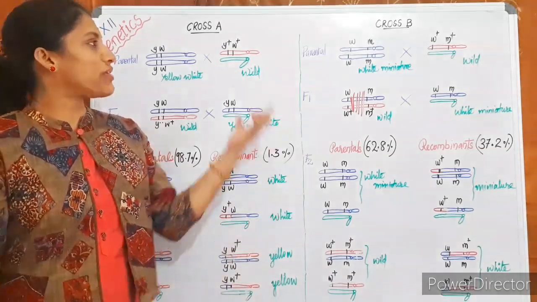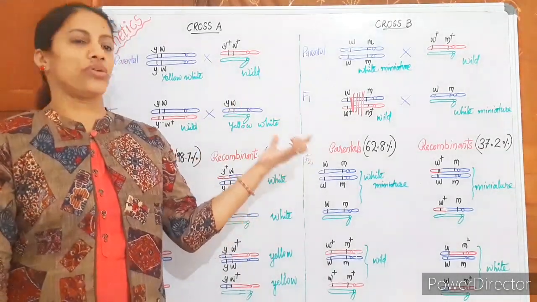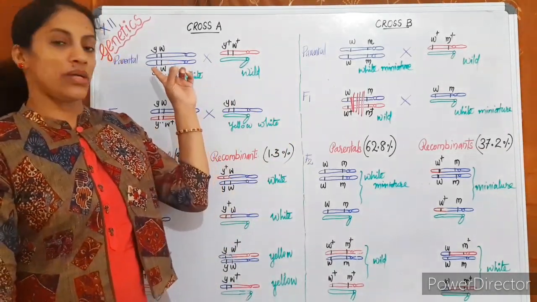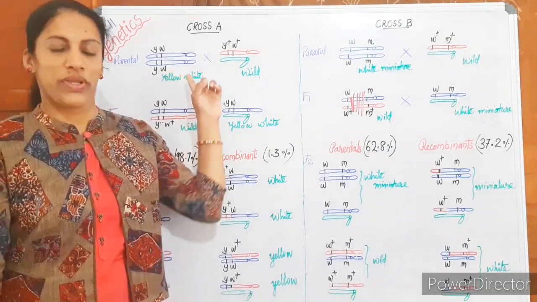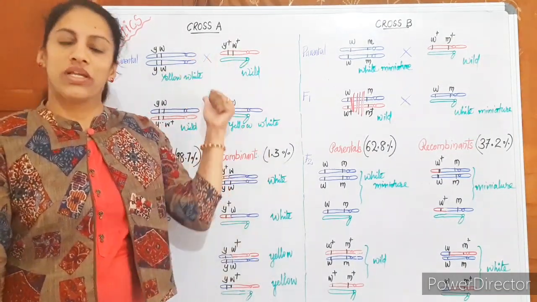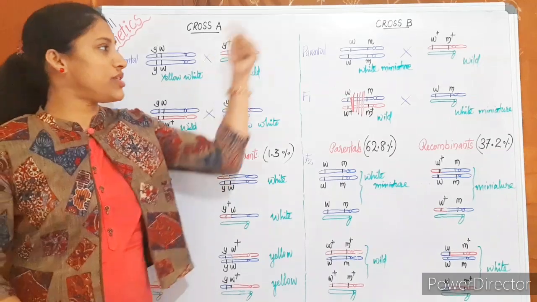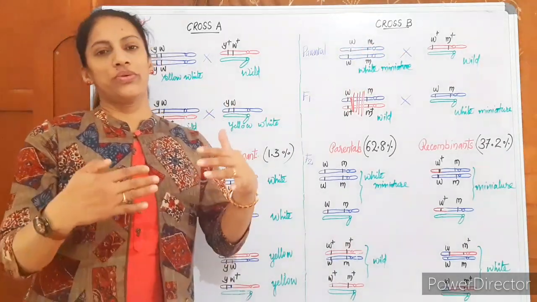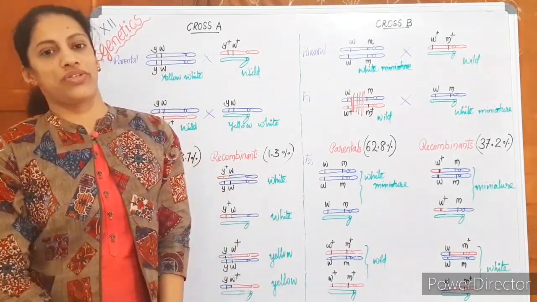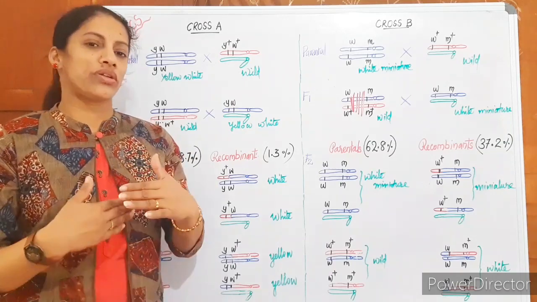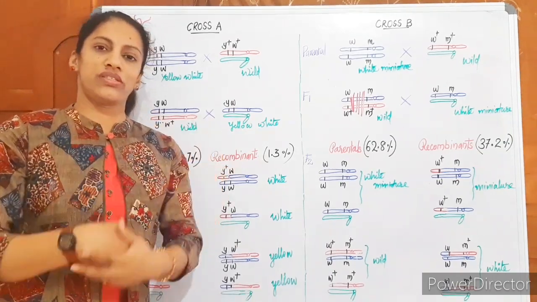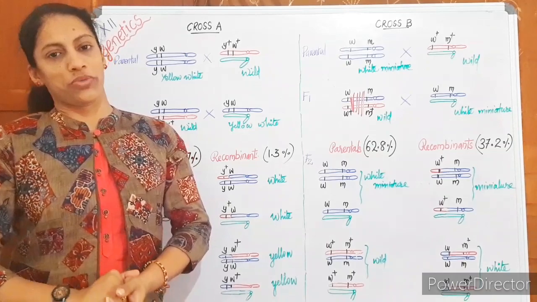So if there is a question related to linkage, just keep in mind the position of the genes. Closely placed or distantly placed. If they are closely placed, complete or tight linkage. If they are distantly placed, loose or incomplete linkage. And one more thing to note down: linkage adversely affects independent assortment.